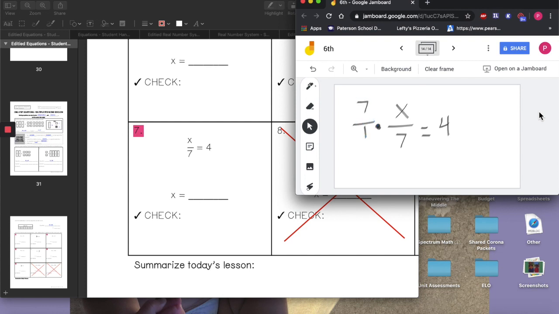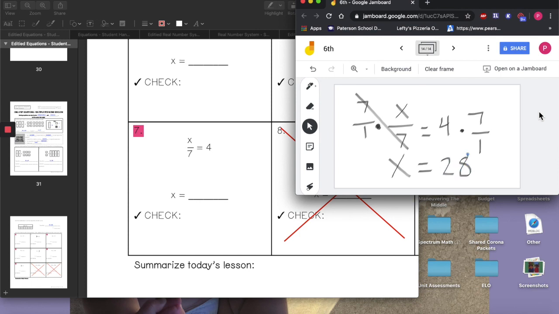Now it's going to end up being all by itself, but don't forget, I have to do to the other side what I just did to this side. So I have to multiply by its reciprocal on that side. Now what ends up happening is that all this goes away, and all I'm left with is x, and then all I have to do is 4 times 7, which is 28.